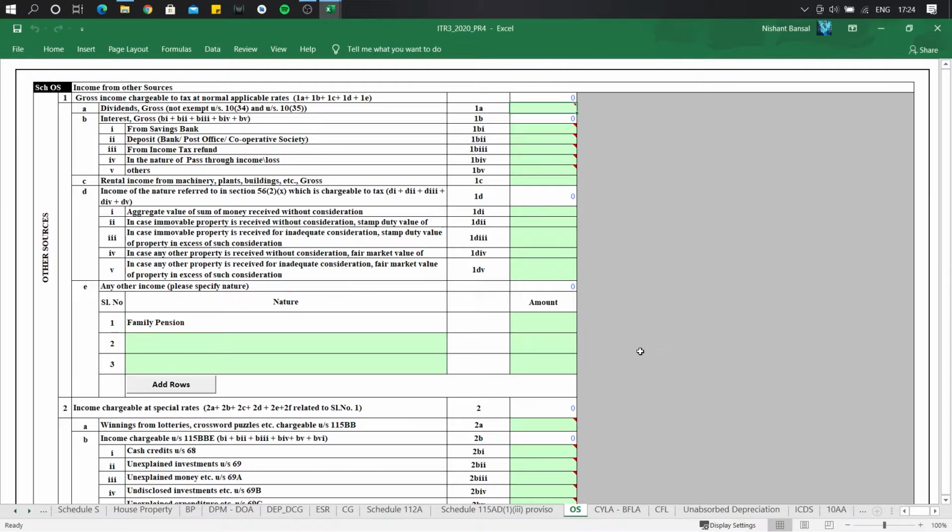Now, the second one is bank saving interest. As per the interest certificate issued by the bank, it is given to be 60,000. So it would come here, 60,000.